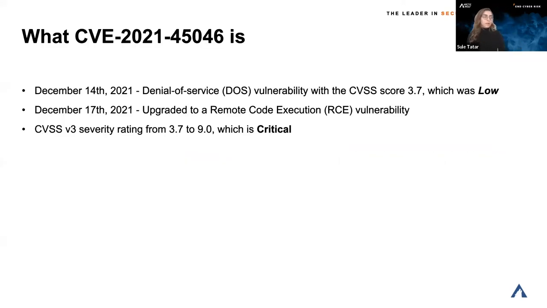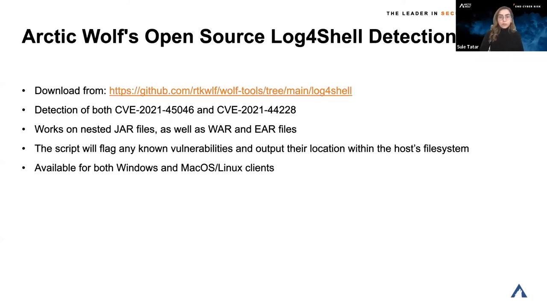This vulnerability, CVE-2021-45046, was initially detected on December 14 as a denial-of-service vulnerability, and its CVSS score was 3.7, which was low from the severity point of view. Then on December 17, this vulnerability was upgraded to a remote code execution vulnerability, and that increased the severity rating to 9, which made it critical.